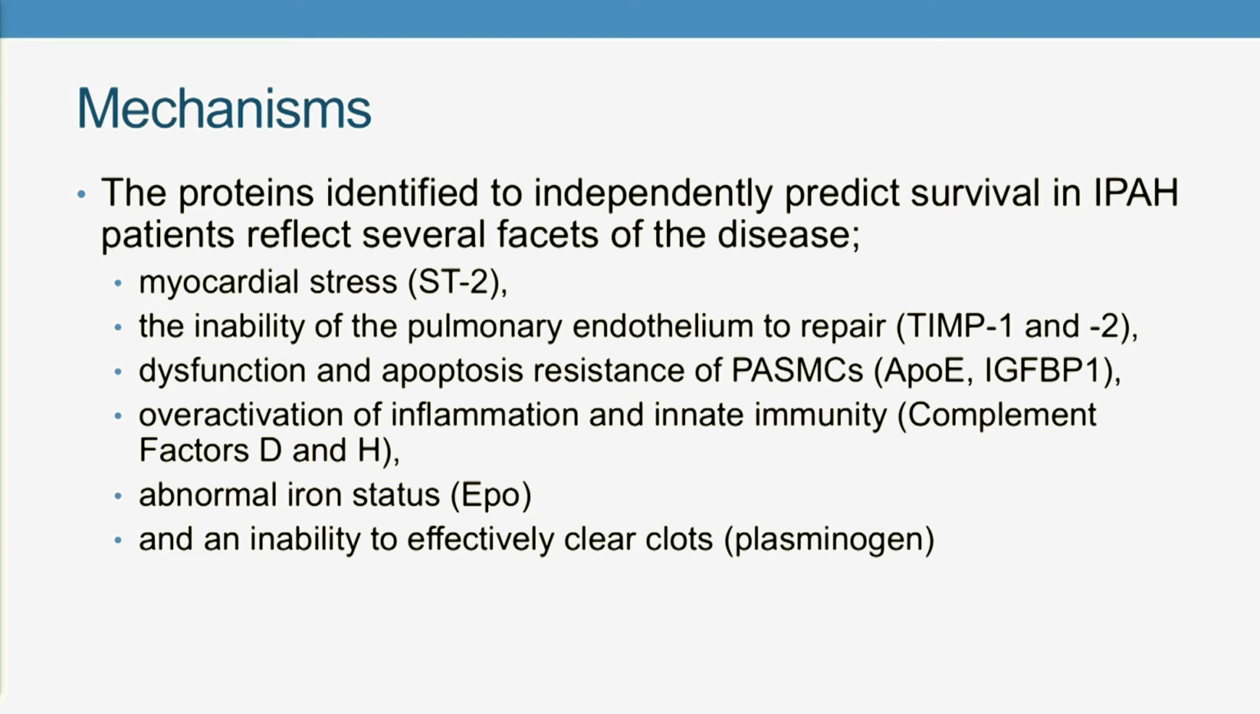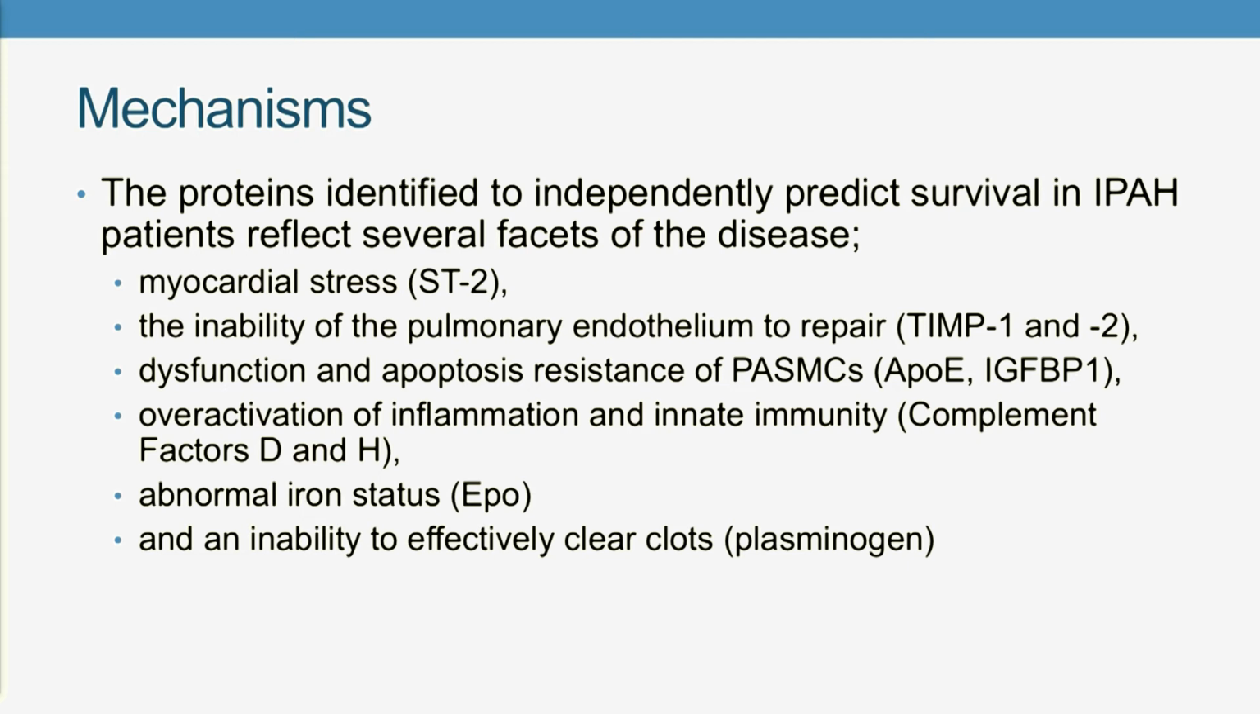The proteins we found are actually quite interesting. They're not completely surprising proteins to have found, although most of them haven't been specifically associated with PAH before. But they do reflect several different facets of the disease. So SD2 reflects myocardial stress. TIMPs 1 and 2 probably reflect the inability of the pulmonary endothelium to repair in these patients. ApoE and insulin growth factor binding protein 1 are related to dysfunction and apoptosis resistance in smooth muscle cells from the pulmonary arteries. We've got complement factors D and H, so it relates to inflammation and innate immunity.